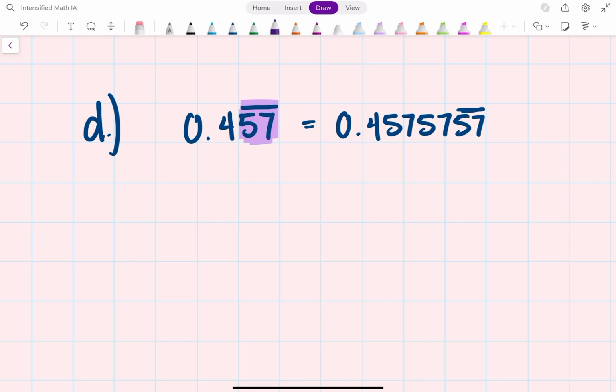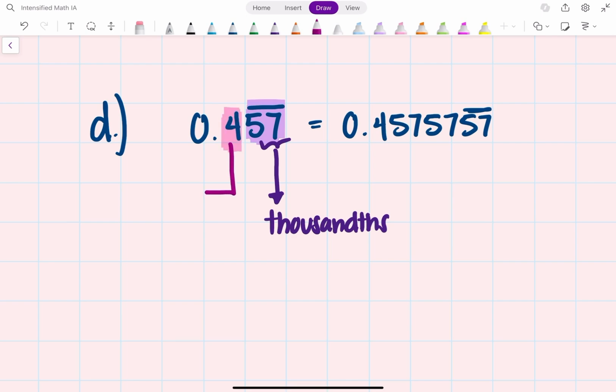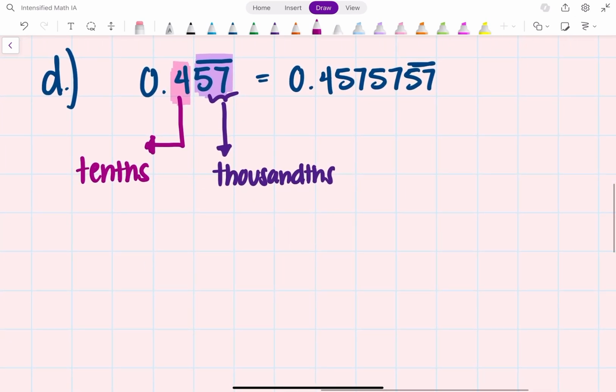So first things first, the place value of these ones here, more specifically the last number there, is actually in the thousands. Place value, right? And we're actually going to be using that. Now the next number I want to focus on is the one that's not repeating, which is the 4. The 4 is actually in the tenths place value. So we're going to play around with these decimals here.